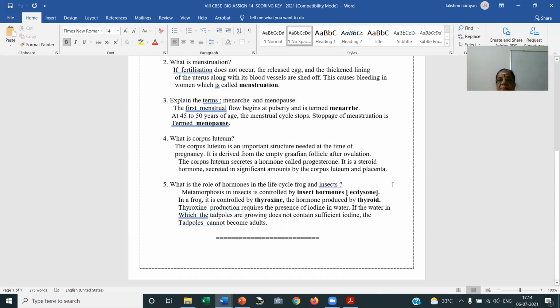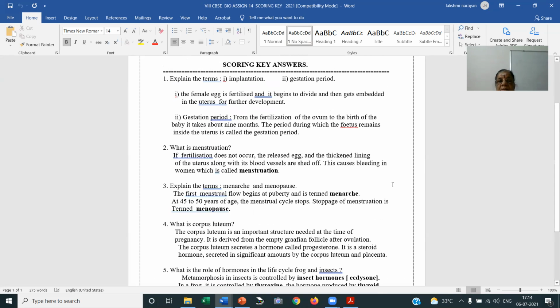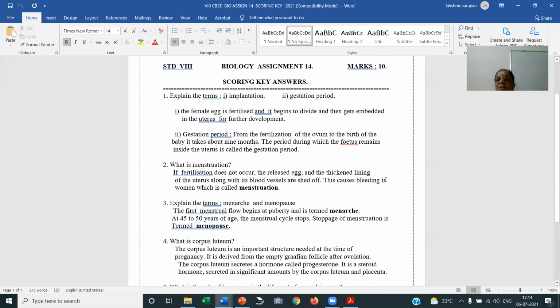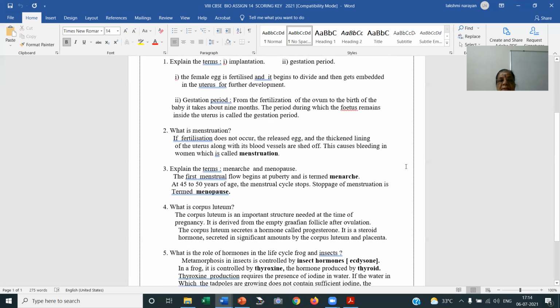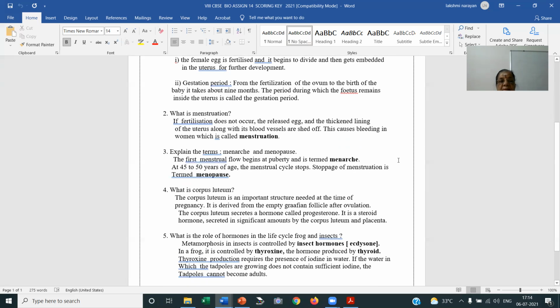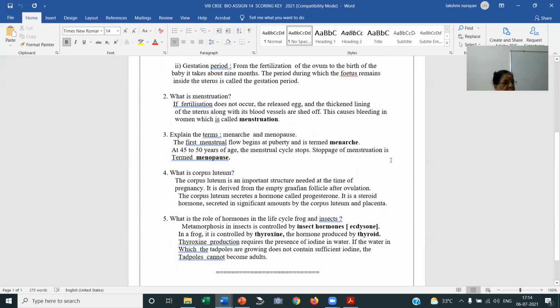Role of thyroxine. Okay? For assignment number 14, we have learnt implantation, gestation period, menstruation, then menarche and menopause, then corpus luteum, a transitory endocrine gland formed from the empty follicle, which secretes the pregnancy hormone progesterone. Then the role of hormones in the life cycle of frog and insects.